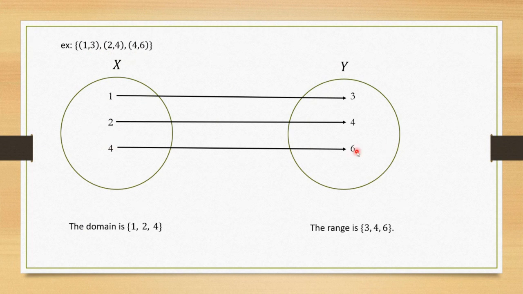4 goes to 6. And again, we can see the domain, right? The domain is all the x coordinates here, right? That's what the domain is. The range is all the y coordinates, as you can see.